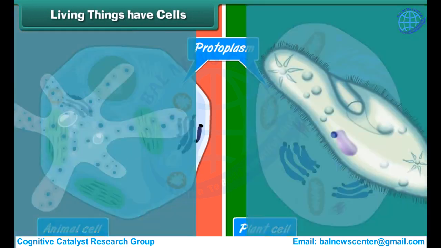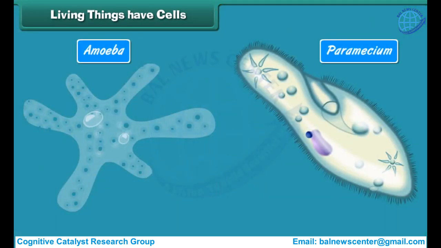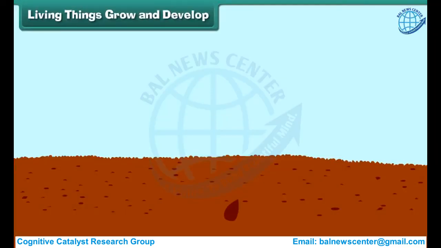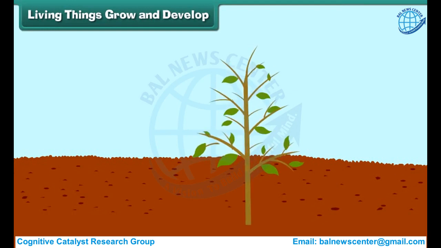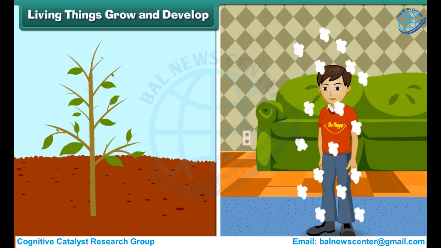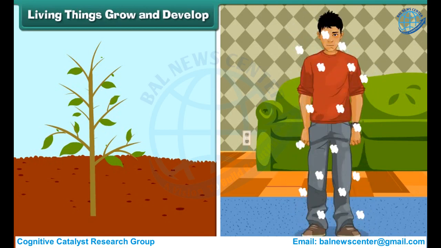Some living organisms like amoeba and paramecium are made up of one cell only; they are called unicellular. Organisms made up of many cells are called multicellular. Living things grow and develop. All organisms grow and develop. Growth results in an increase in size, weight, and synthesis of new protoplasm. In animals, growth is limited to a certain age, while plants grow all their life.